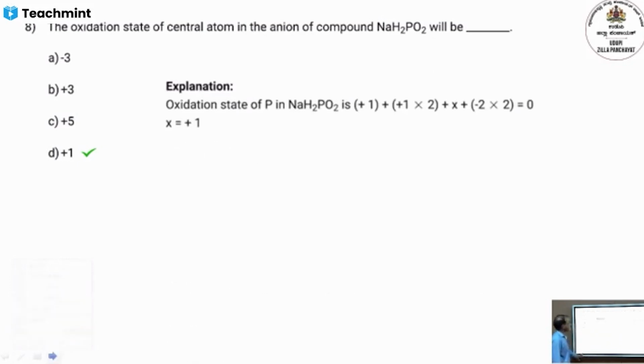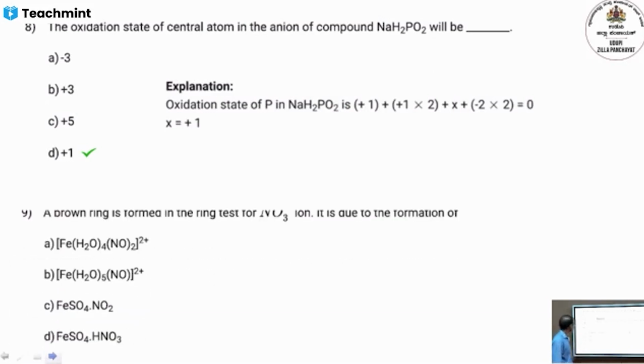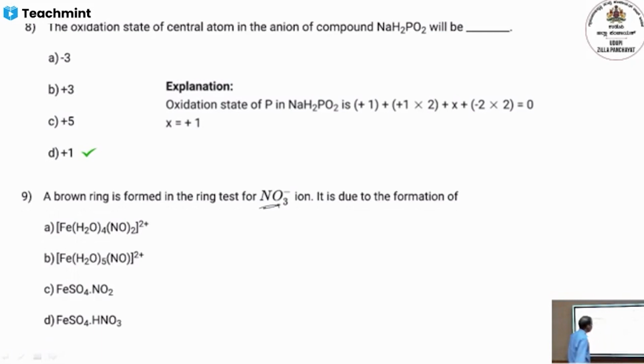The next question is, a brown ring is formed in the ring test for the nitrate ion, and it is due to the formation of what? It's a common question which is asked most of the time, and it takes place in a series of reactions.